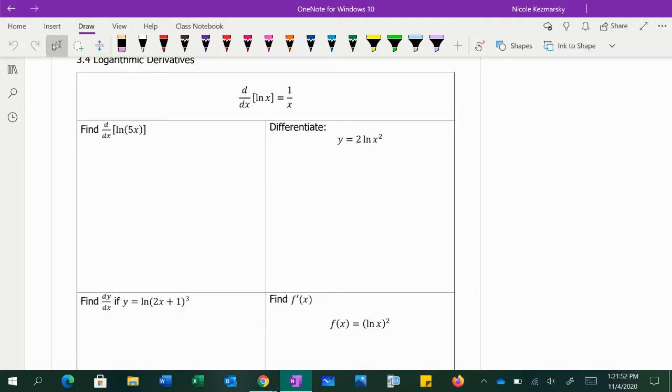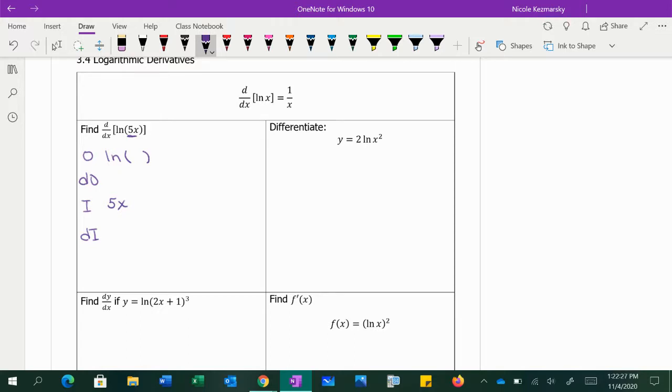So if you are taking the natural log of anything other than x, you also include the chain rule. For this first example, find the derivative with respect to x of the natural log of 5x. In the parentheses we have more than just x, so we're going to do chain rule. We'll say outer, derivative of the outer, inner, derivative of the inner. The outer is natural log of something, so we'll put our parentheses. The inner is 5x.